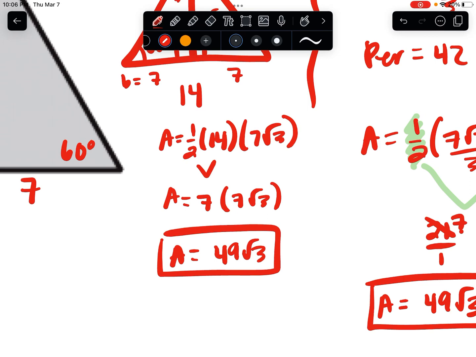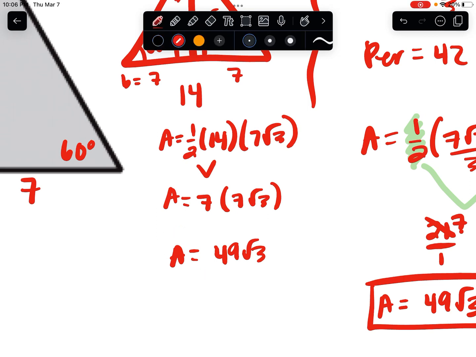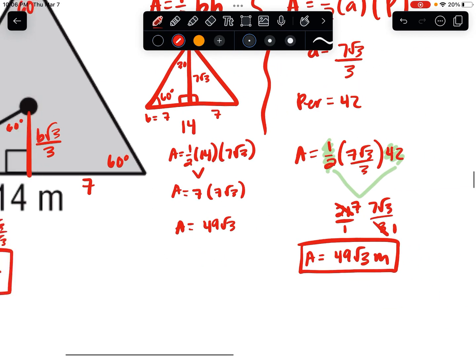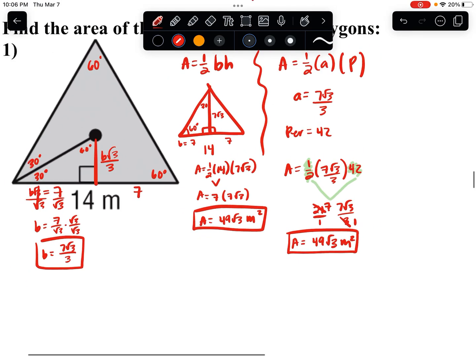So either way works. Personally, I would use the area is equal to 1/2 base times height, the one that we already used, the one we already know. Ooh, this is supposed to be squared. Can't believe I missed that. So it should be equal.